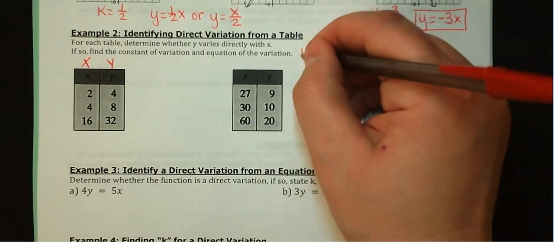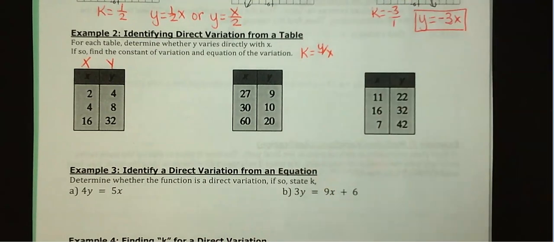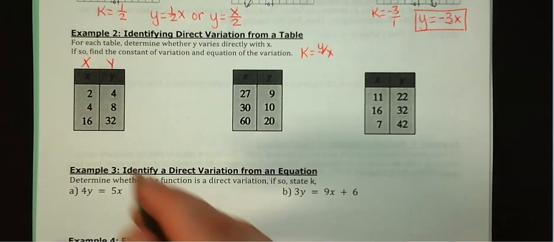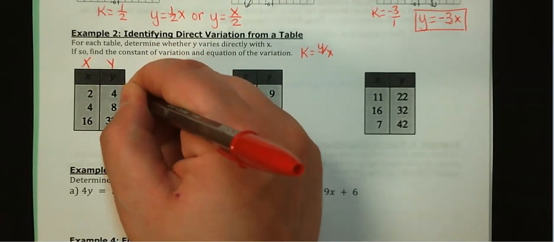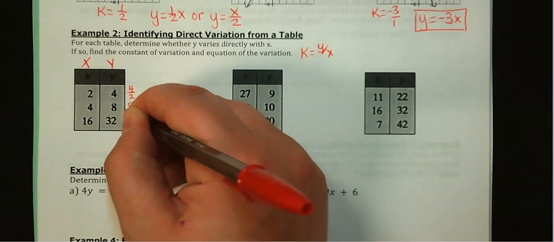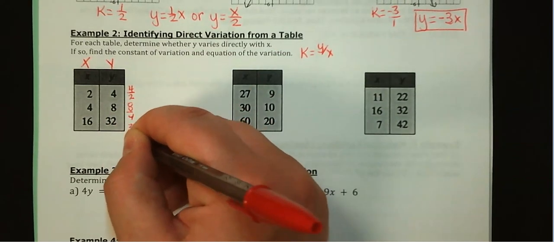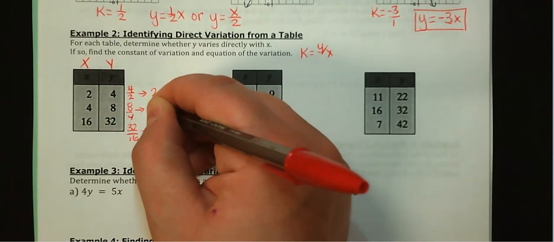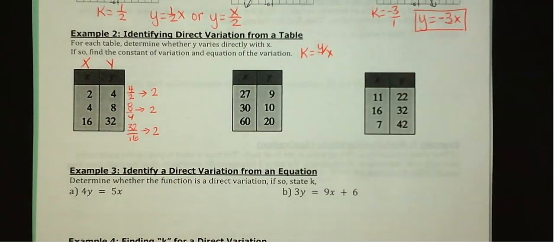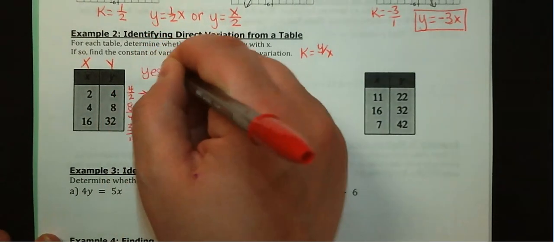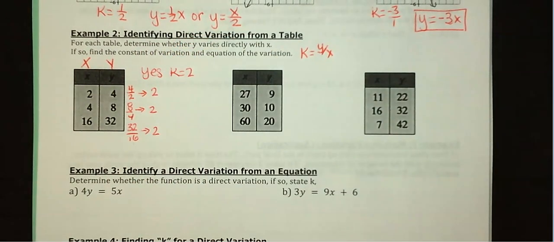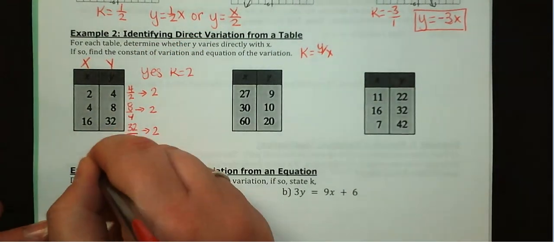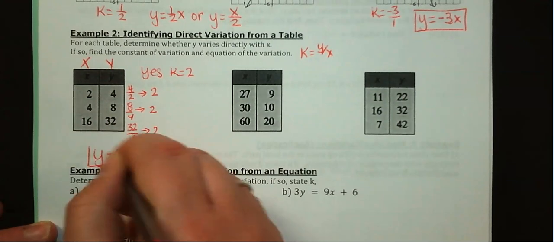So to check here, the k value has to be the same for every single one of the points, and it has to be the y coordinate divided by the x coordinate. So I just grab these, like 4 over 2, 8 over 4, 32 over 16. These are all 2 in this case. If they're all the same, then for sure this is a direct variation. So I would say yes. My k value would be 2. And if they ask you to write the equation, you just write y equals 2 times x.